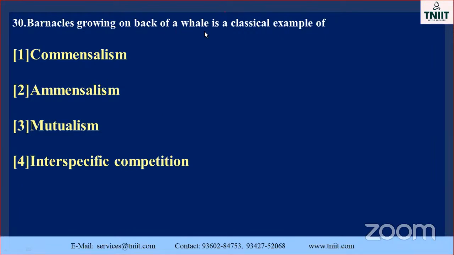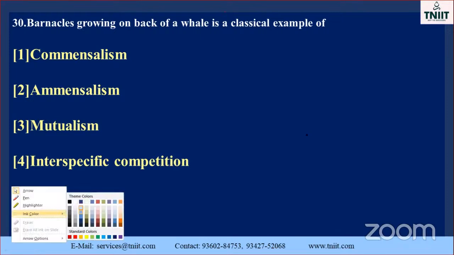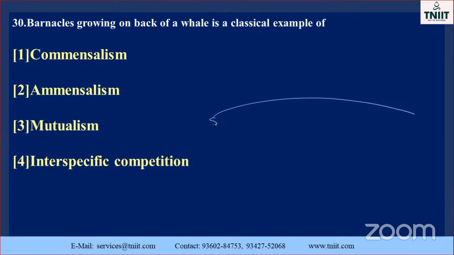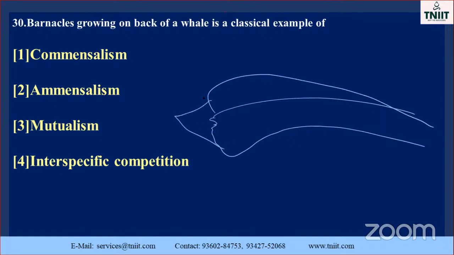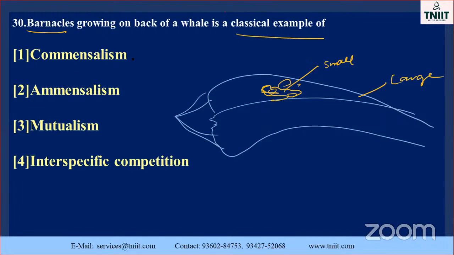barnacles growing on the back of a whale is the classical example of what? Barnacles growing on the back of a whale. Just imagine a big whale is there, a blue whale. Okay, another one is also here, the barnacles. This one is a small one. This one is a large one. Classical example of which one, you know? Commensalism.